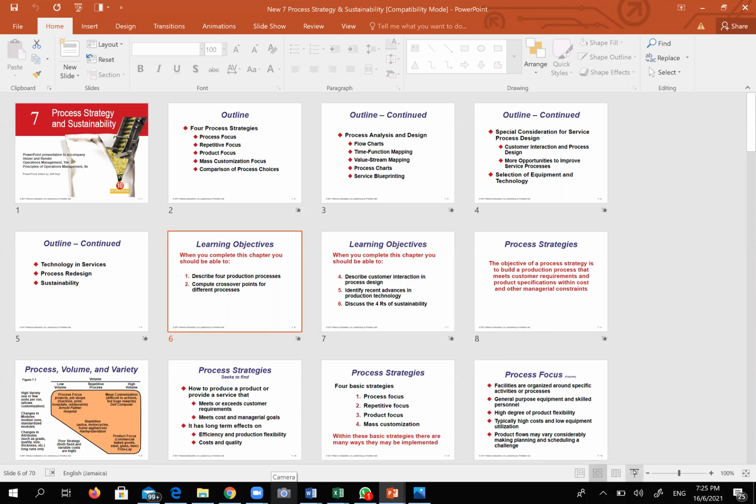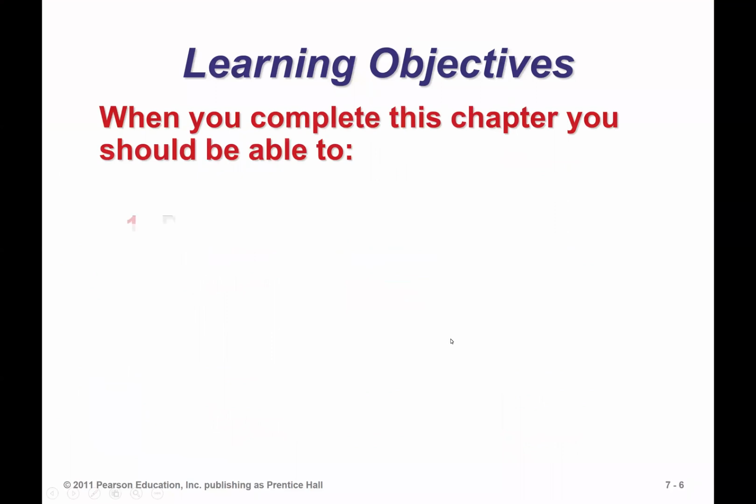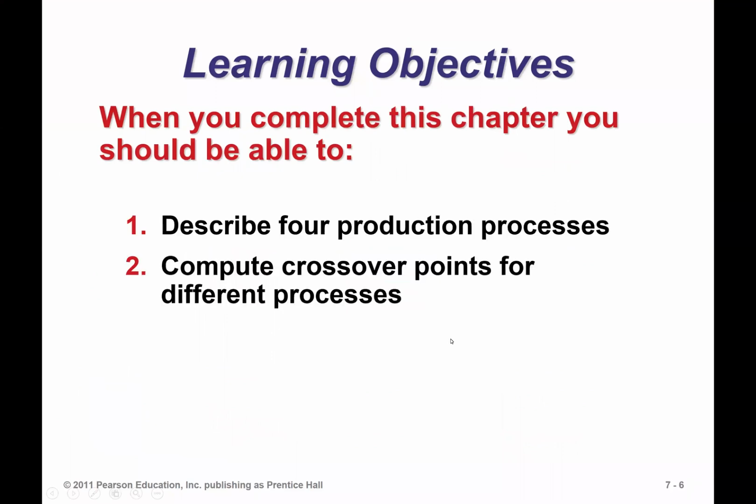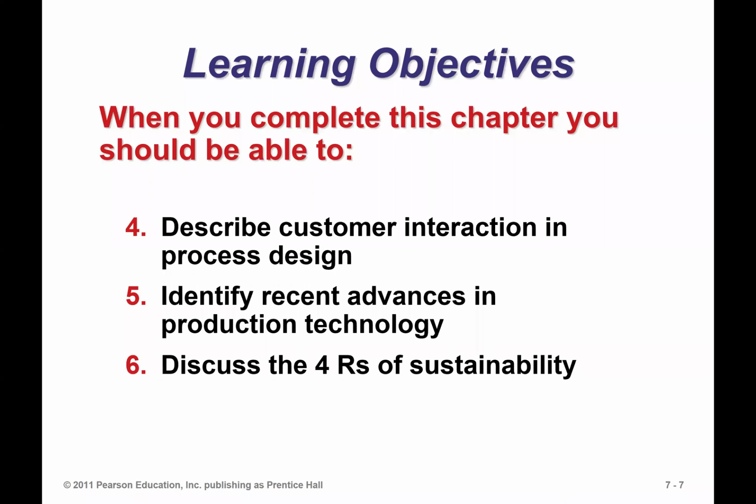So when you complete the chapter, you should be able to describe the 4 production processes and compute crossover points for different processes. Describe customer interaction in process design. Identify recent advances in production technology, and discuss the 4 R's of sustainability.